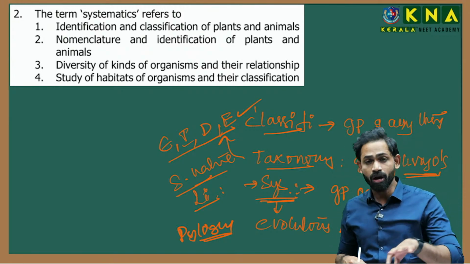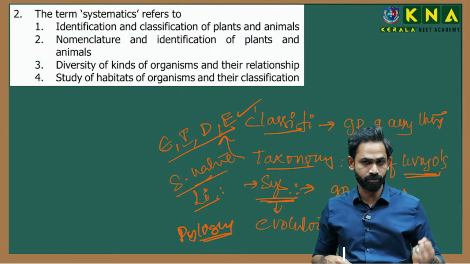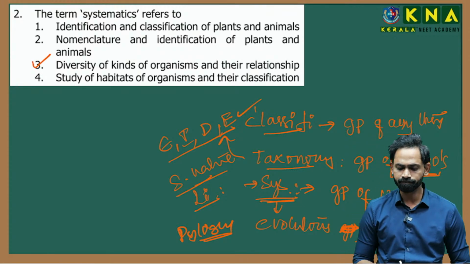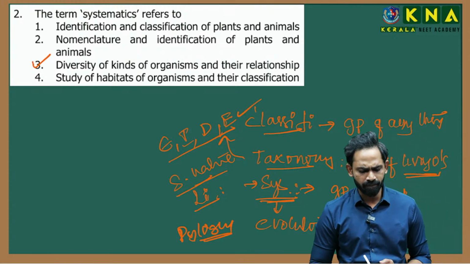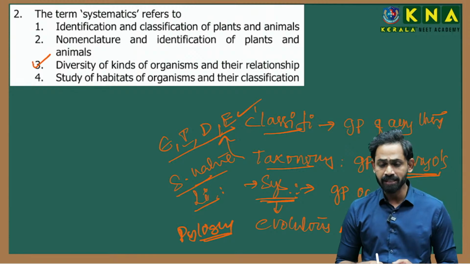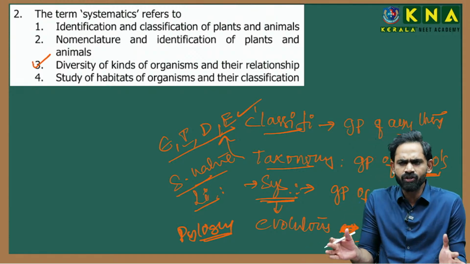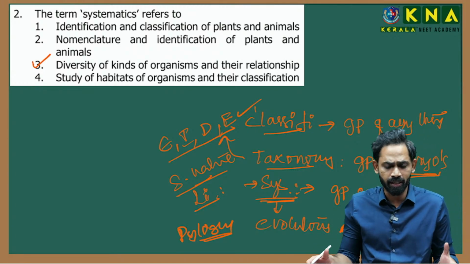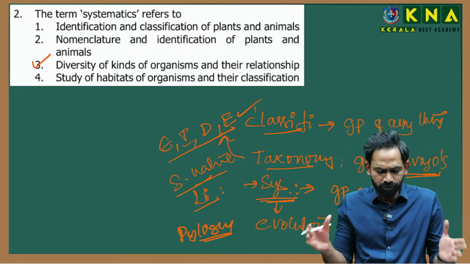Diversity of kinds of organisms and their relationships, phylogenetic relationship. That is why I am going for option 3. Option 4, study of the habitats of organisms, is only partially correct. That is why among the 4 options, the best answer is 3.